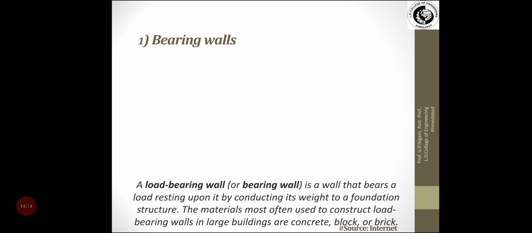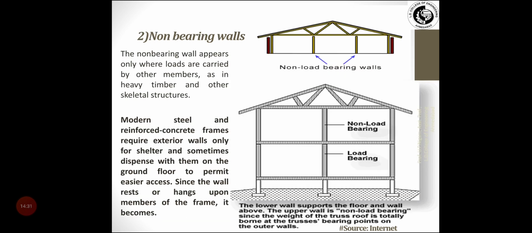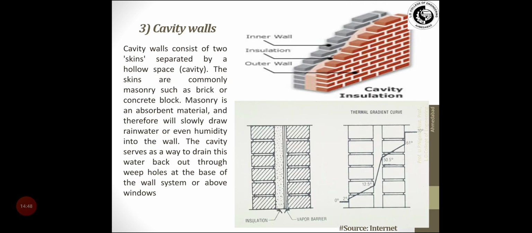The materials most often used to construct load bearing walls in large buildings are concrete blocks or bricks. So these are the load bearing materials you can see, in which the load is being transferred, and a non bearing wall is also shown here. Non load bearing walls appear only where the loads are carried by other members. All right, so a non load bearing structure is being provided in the walls.